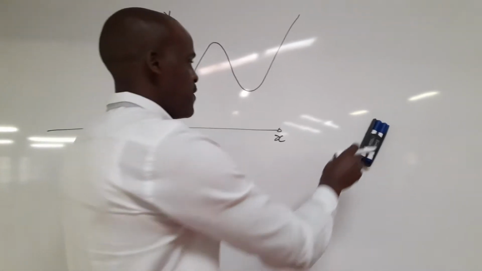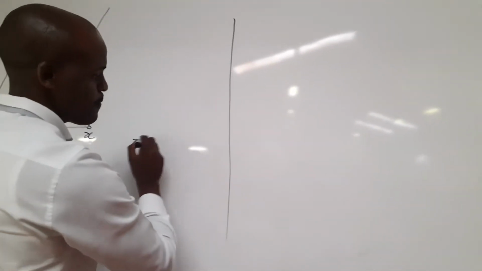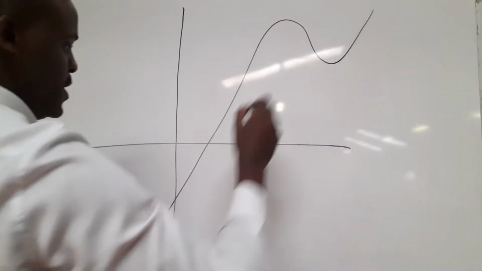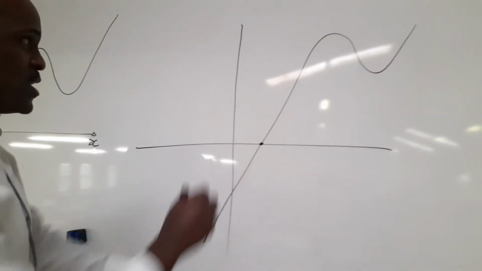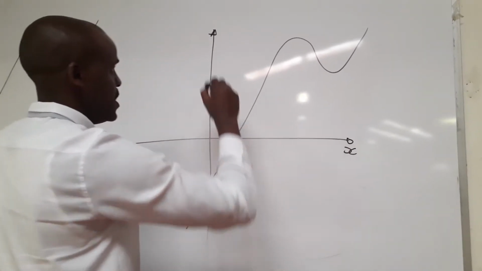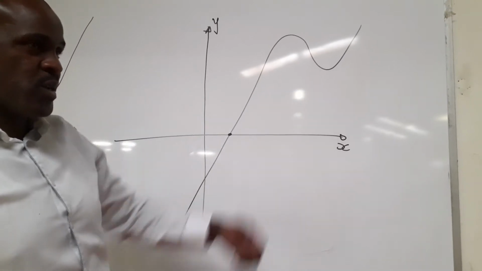Also, again, you might find a graph which might be looking like this one. Again, it cuts x once. So that means it will have only one x-intercept, but two turning points, as you can see there.